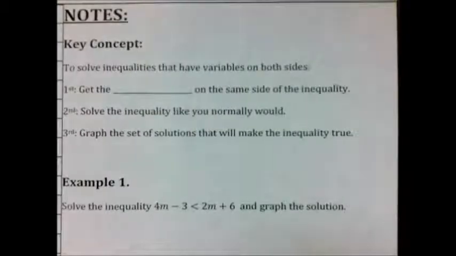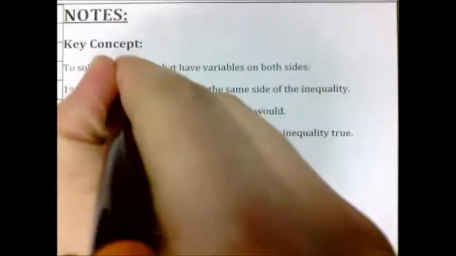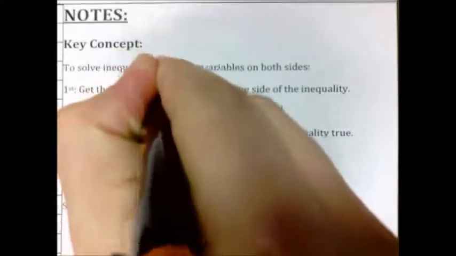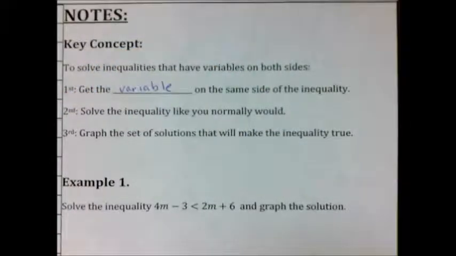So the key concept here, in order to solve inequalities that have variables on both sides, the very first thing we need to do is to get the variable on the same side of the inequality, okay? The second thing you want to do is to solve the inequality like you normally would, okay? So if you end up getting the variables on the same side, and maybe it ends up being a one-step inequality, or it could be a two-step inequality or a multi-step inequality, you would just solve using that same method. And then finally, graph the set of solutions that will make the inequality true.